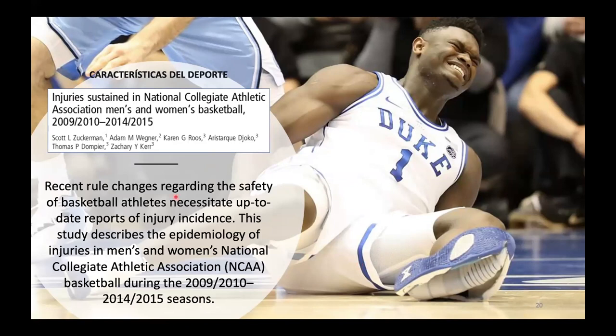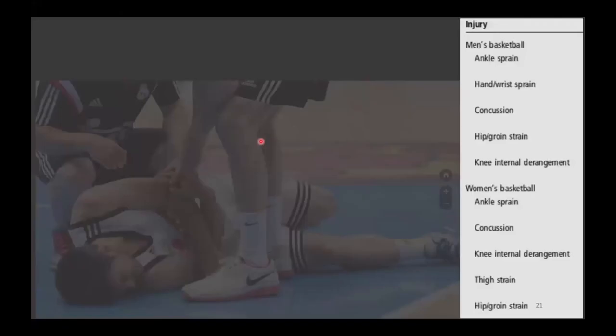I think there are many studies. I like this study because they have a great vision about injuries. They measure a lot of injuries over many years, and we can make a good picture about the injuries in basketball. Another study that I like much, because in most of the studies we can find the most common injuries in men and in women.